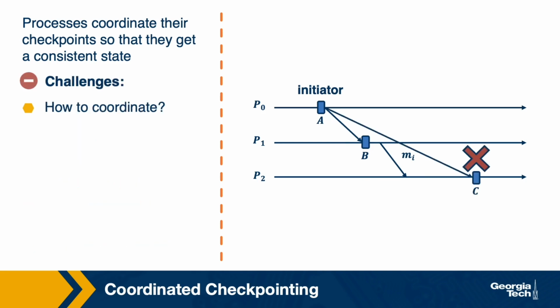But there are challenges with coordinated checkpoint, and the biggest one is how to ensure this coordination among processes that they need to perform in order to agree when to take the checkpoint. For instance, the initiator message to P2 may have been delayed and received after it has received this message MI.